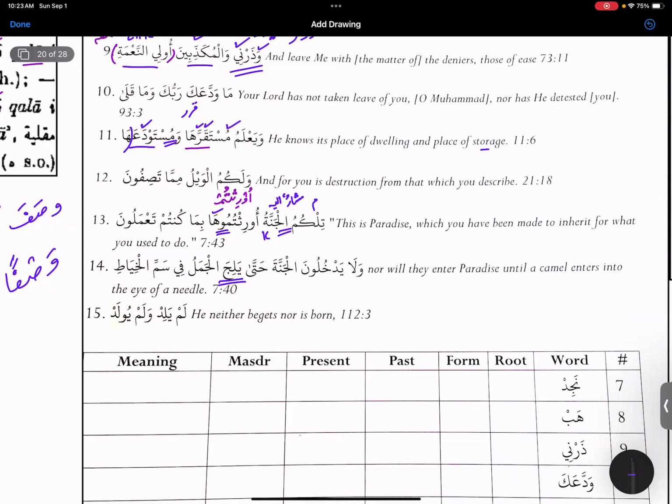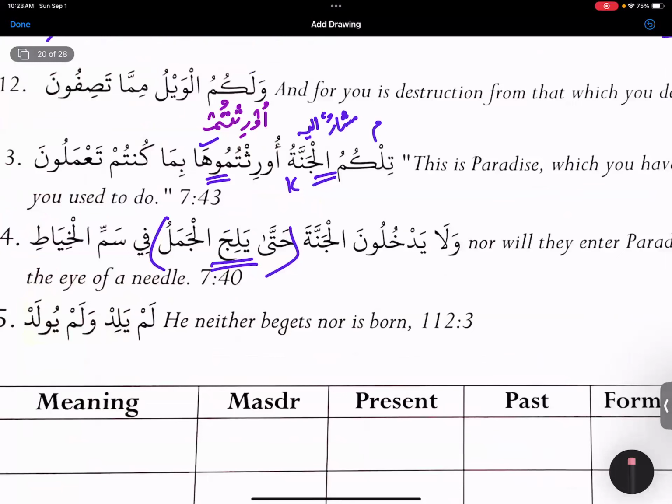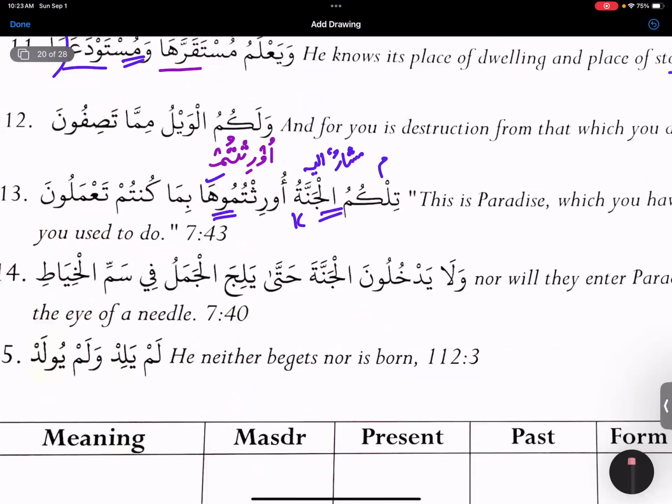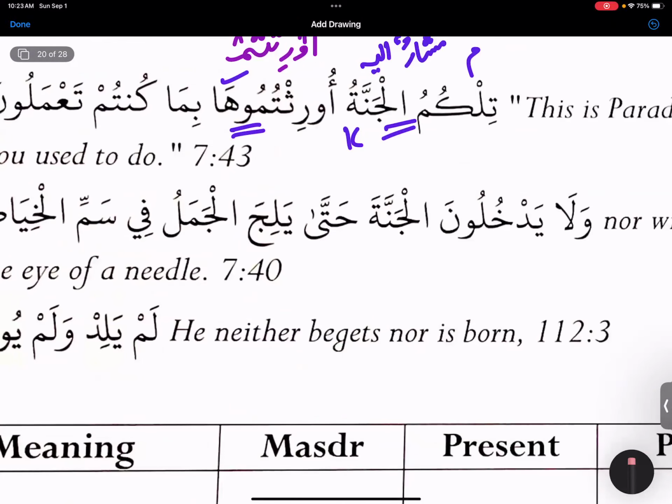And what's going on over here? Hatta yalijal jamalu. Hatta ke baad mudari jasm wale or nasib? Do you see jazm over here or no? Nasiba. Yeah, we see a fatha over here, right? So this fatha is nasiba mudari.